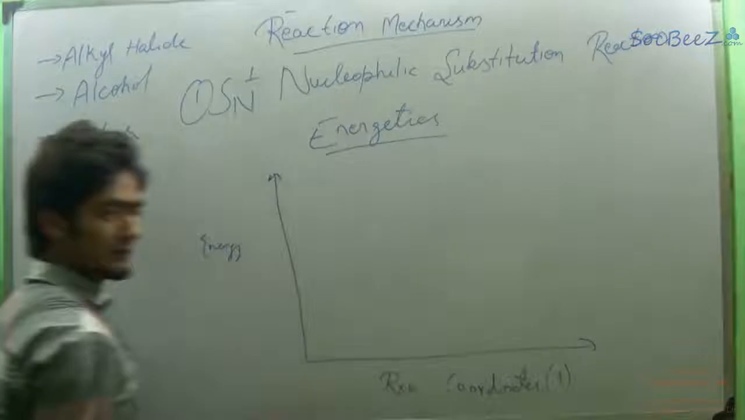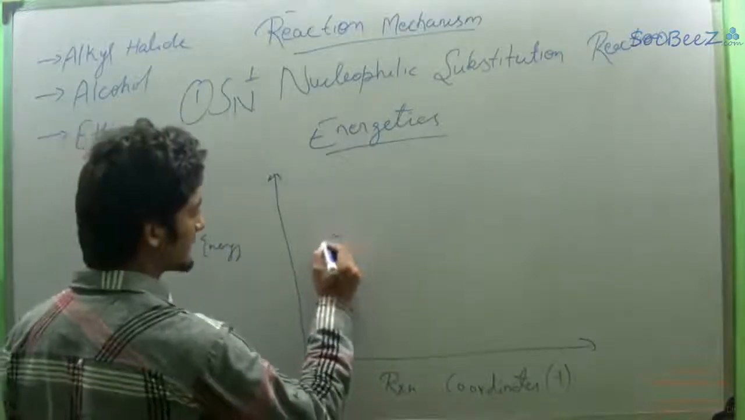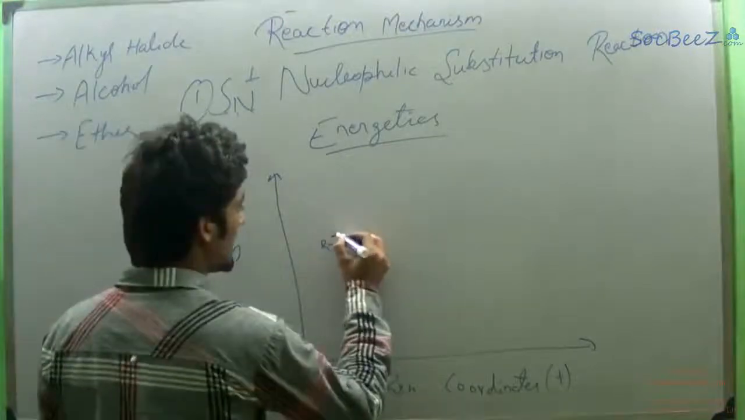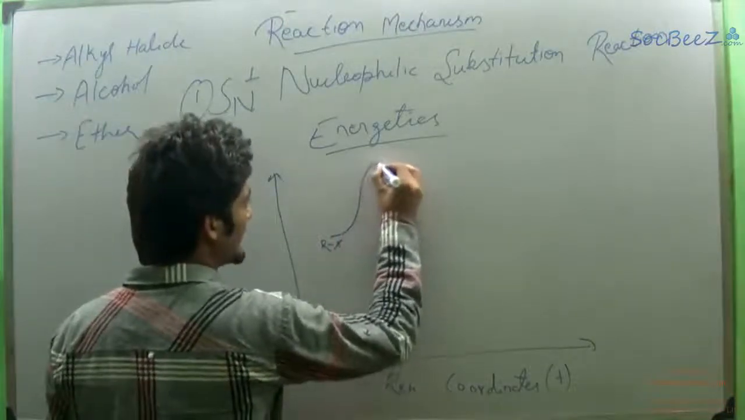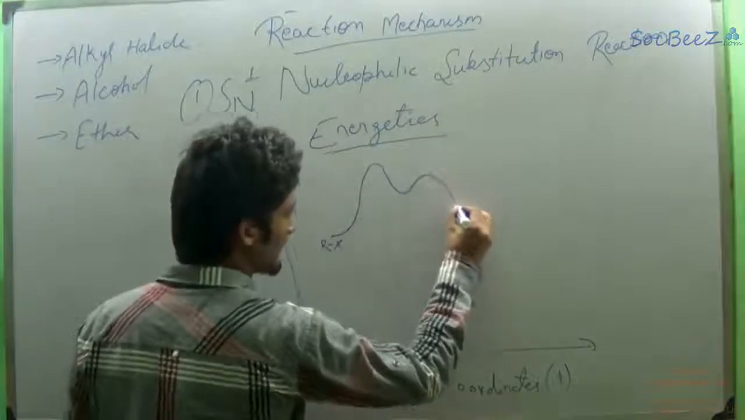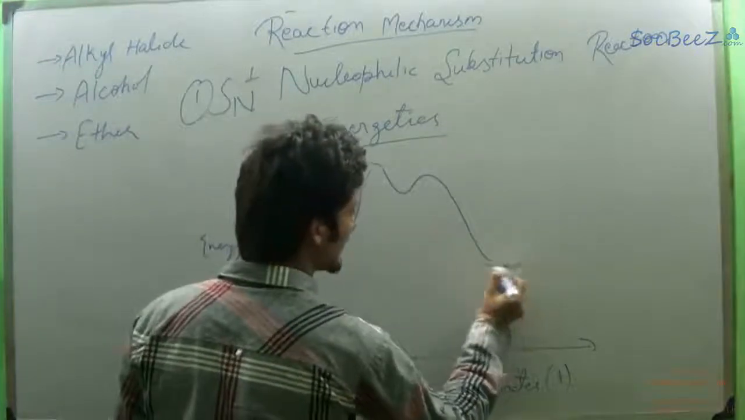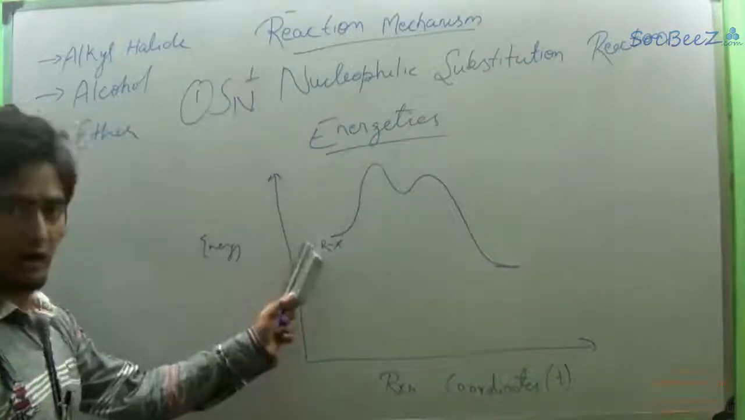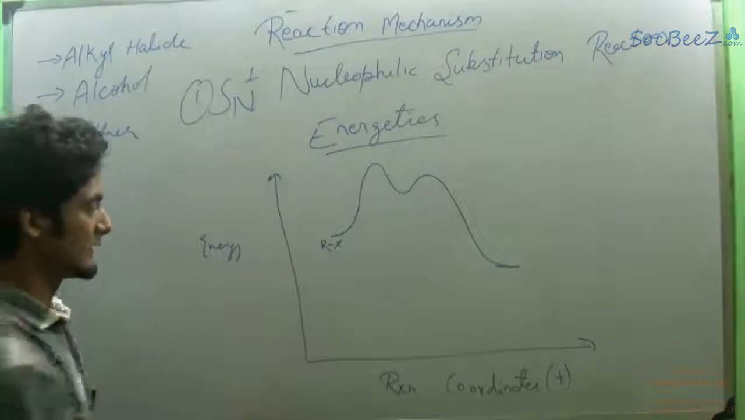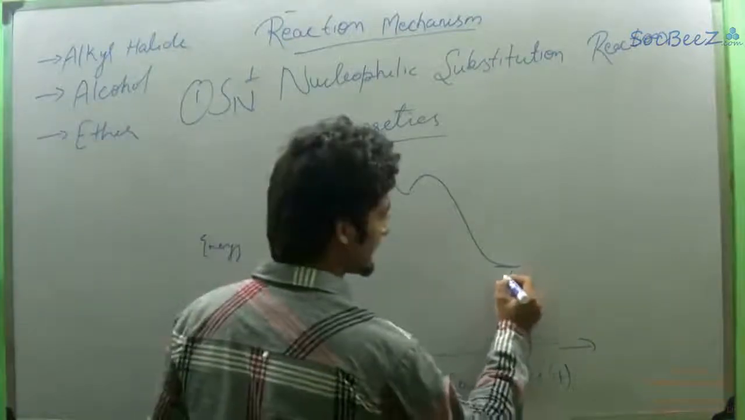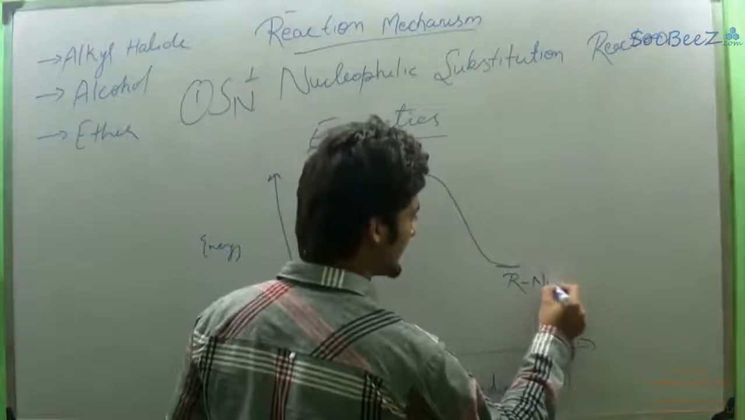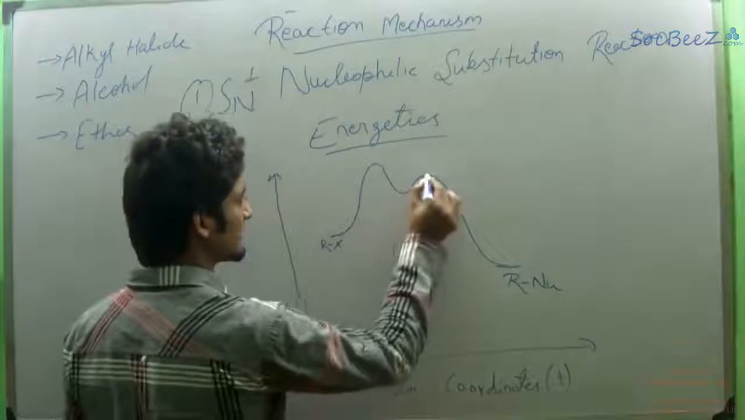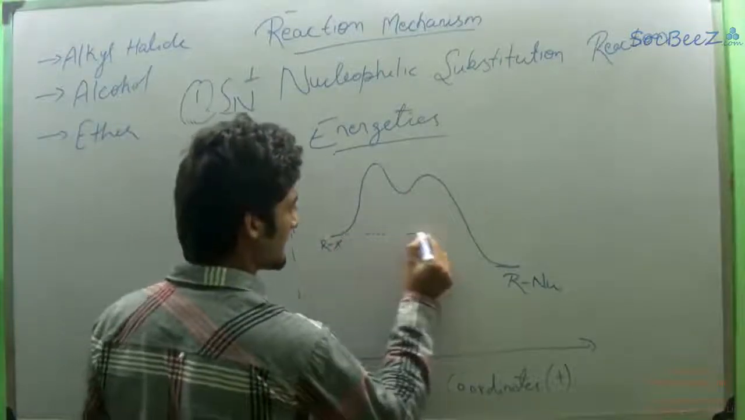So let's say this is the initial energy level of the RX molecule. First, we will need to provide some energy. This will be the energy profile of a reaction. This is the RX initial reactant, that is the alkyl halide. This is the final molecule, or nucleophile. These are the two transition states that we have with us.